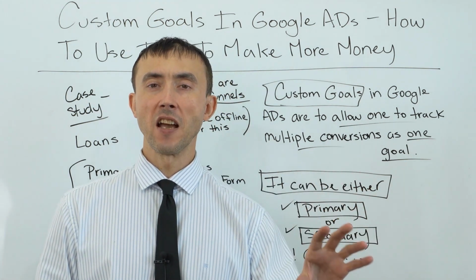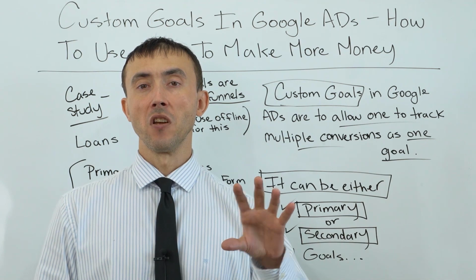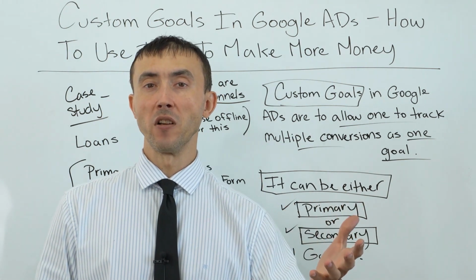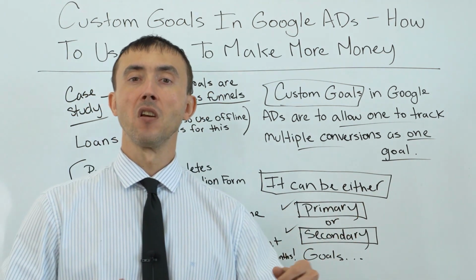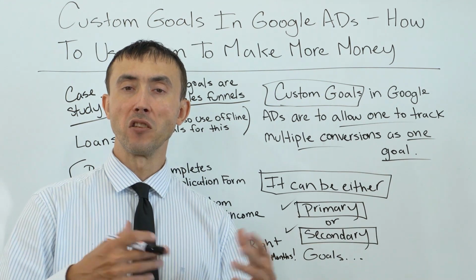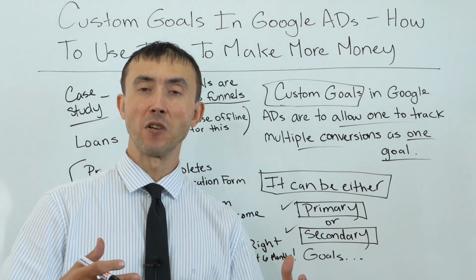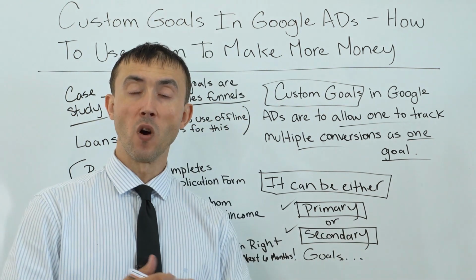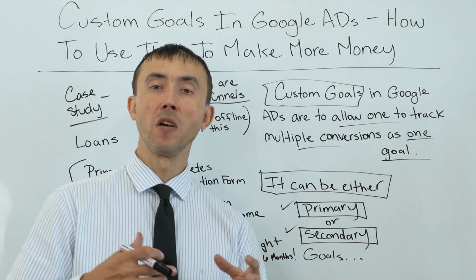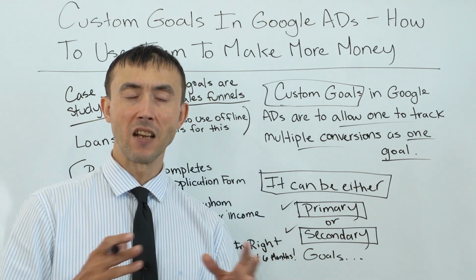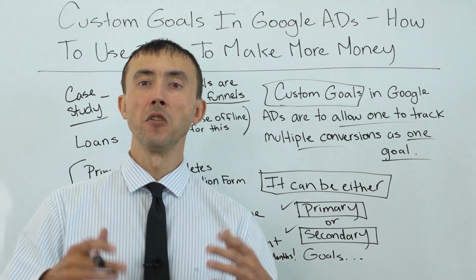A goal marked secondary is not used for campaign optimization. If you're wondering why you'd set up a goal that you don't want to use for campaign optimization purposes, maybe you just want to measure a certain thing happening, but you don't want your campaigns optimized for it. That's one use case for that.